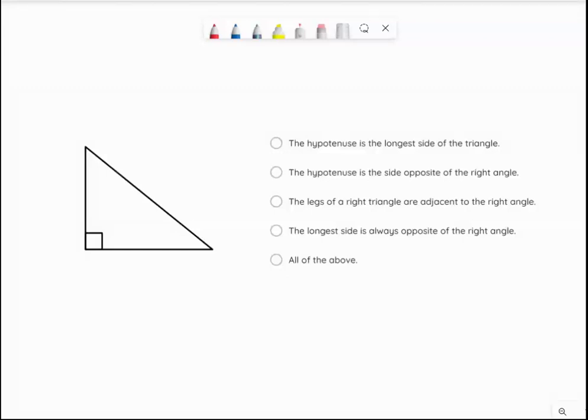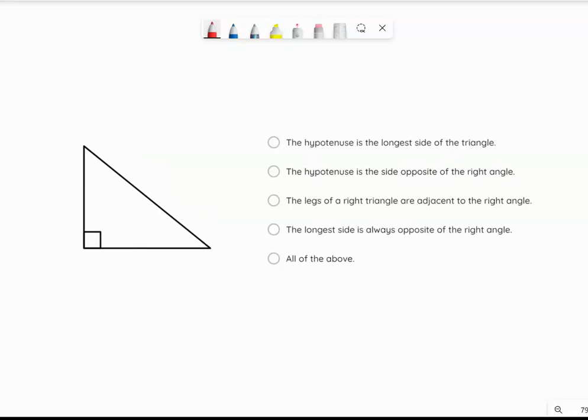Here's a quick review on how we identify the legs and hypotenuse of a right triangle. So before we get into the actual drawings, let's remember what a right triangle looks like. A right triangle has three sides, of course, because it's a triangle, and a right angle. And then let's go through these statements so we can make sure that we understand how each of the legs and the hypotenuse are related to each other and the right angle within the triangle.